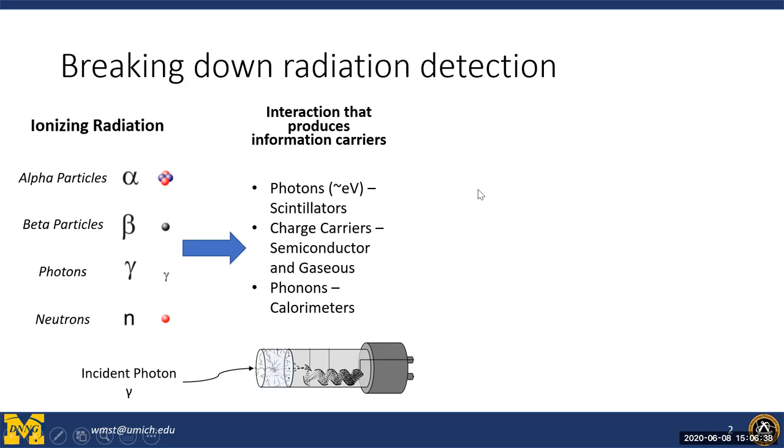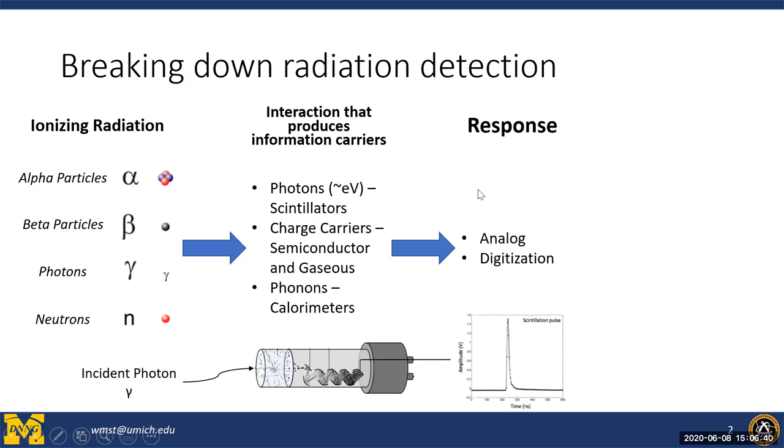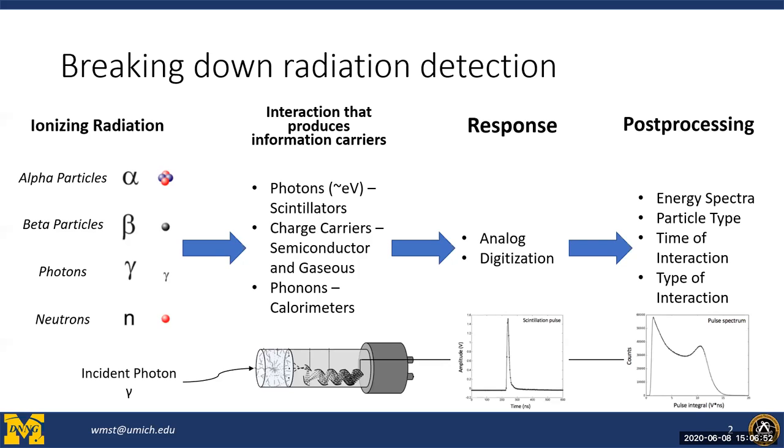We then take those information carriers and we get some kind of generalized response. This is either an analog or digital response, and is generally in the form of a pulse or waveform that we call. We then take those waveforms and we analyze them to get different spectroscopic information or particle information or something to give us information about what or how something interacted with our detector.